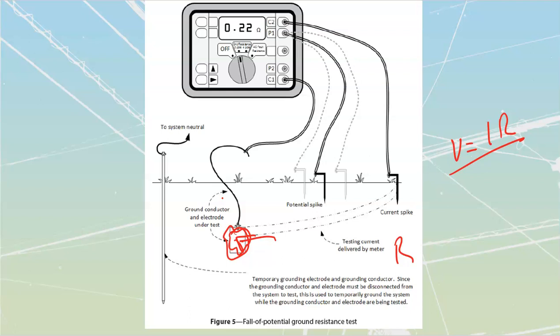It doesn't matter what the resistance was. Some areas are going to be higher resistance than others just based on soil type, but if you get a 20% change, you're looking at a lot of rusting and oxidization. What we will use is called the fall of potential method.